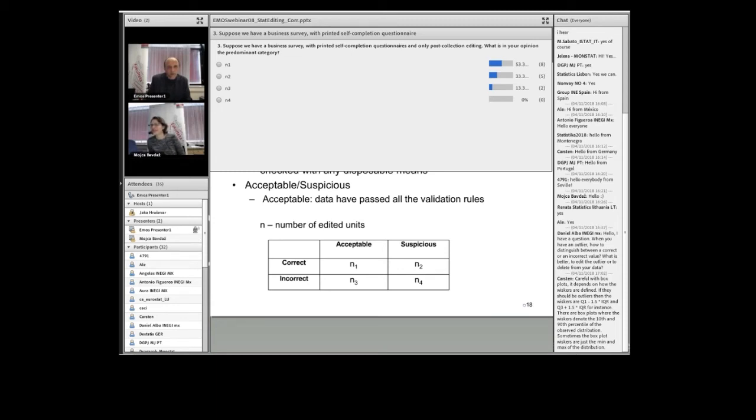Okay, so the majority thinks that N1 is predominant. Yeah, this would be good, that this one would be predominant. But from my experience, in fact, N2 is very frequently predominant. It means the units that were denoted as suspicious but turned out to be in fact correct. Why is this? I will talk about it a bit later. Thanks.